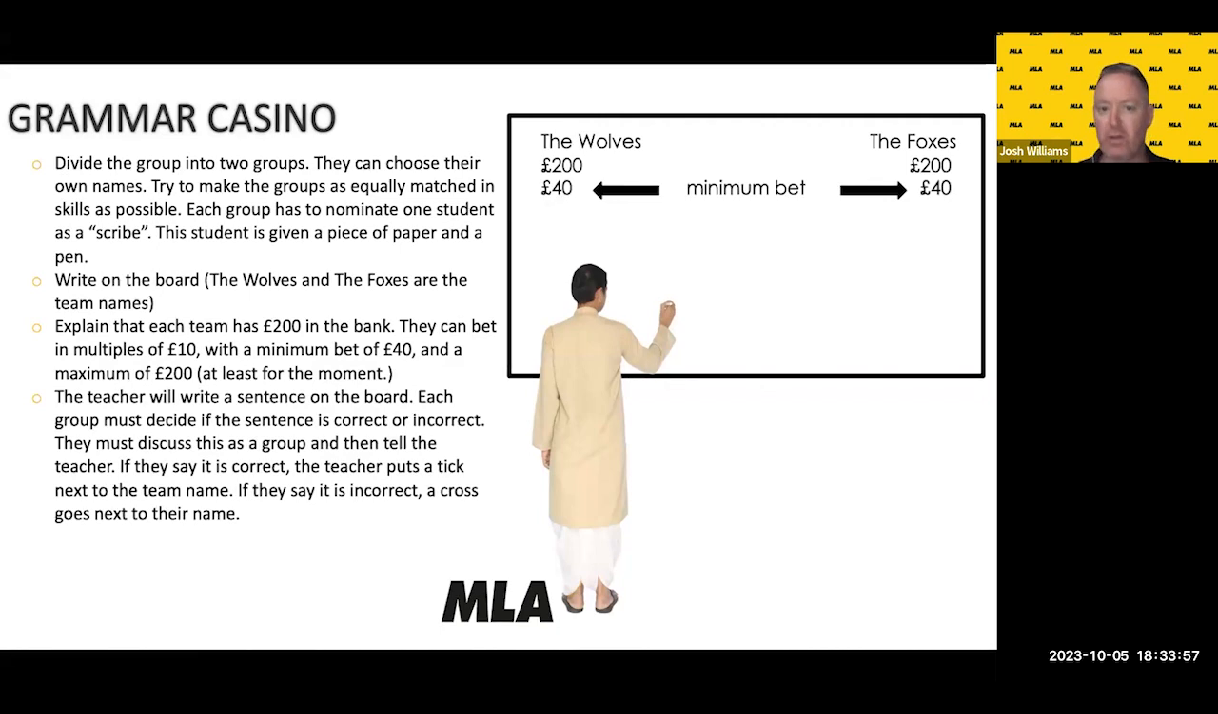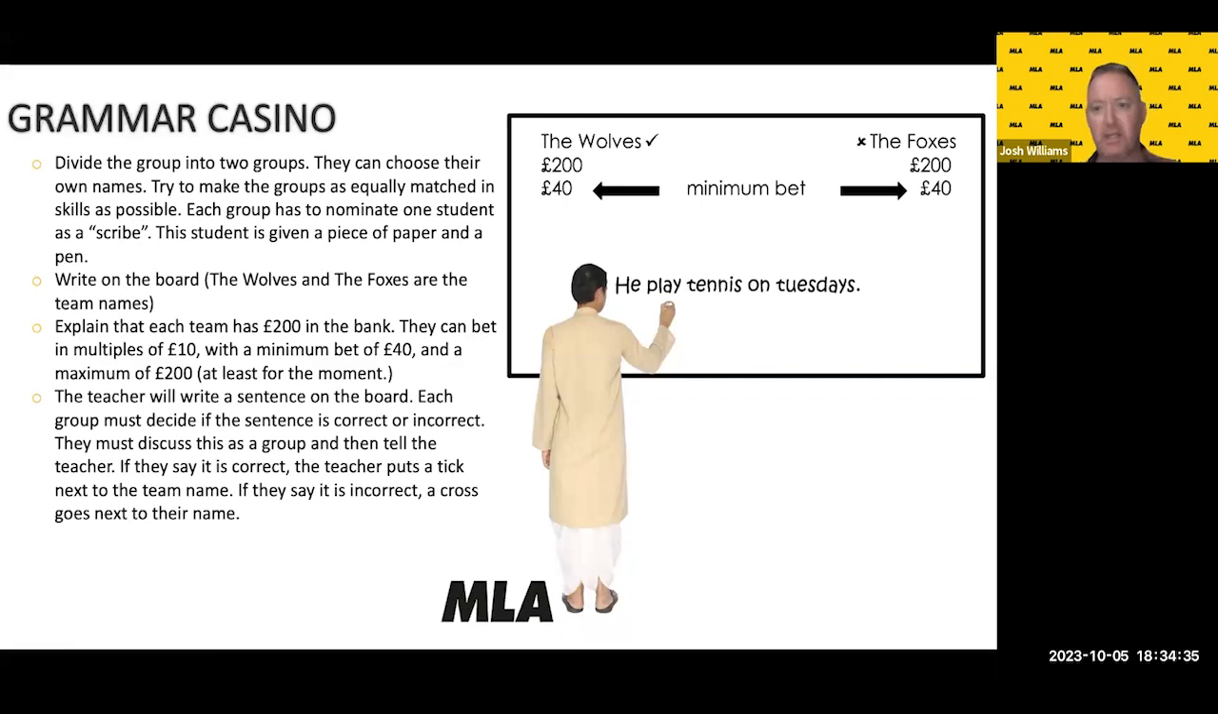So you write that on there too, so you have the minimum bet there so that they can see that. The teacher will write a sentence on the board. Each group must decide if the sentence is correct or incorrect, grammatically or whatever it is. They discuss this as a group and then tell the teacher, and all they're saying here is whether they think it's correct or incorrect. They don't need to at the moment decide what the error is, although they'll probably be talking about it anyway. If they say it's correct, the teacher puts a tick next to the team name.